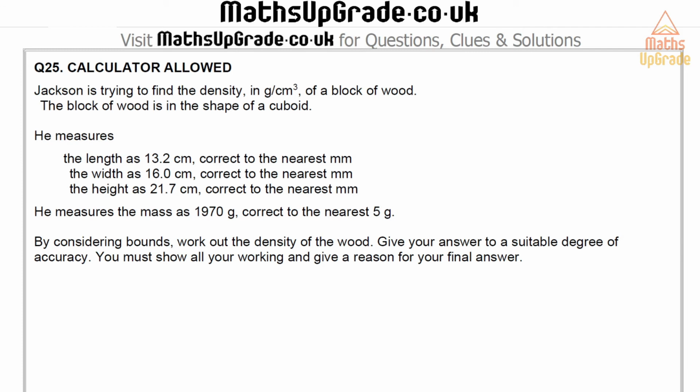Jackson is trying to find the density in grams per centimeters cubed of a block of wood. The block of wood is in the shape of a cuboid. It measures the length as 13.2, correct to the nearest millimeter, the width is 16 centimeters, correct to the nearest millimeter, and the height is 21.7 centimeters, correct to the nearest millimeter. It measures the mass as 1,970 grams to the nearest 5 grams.